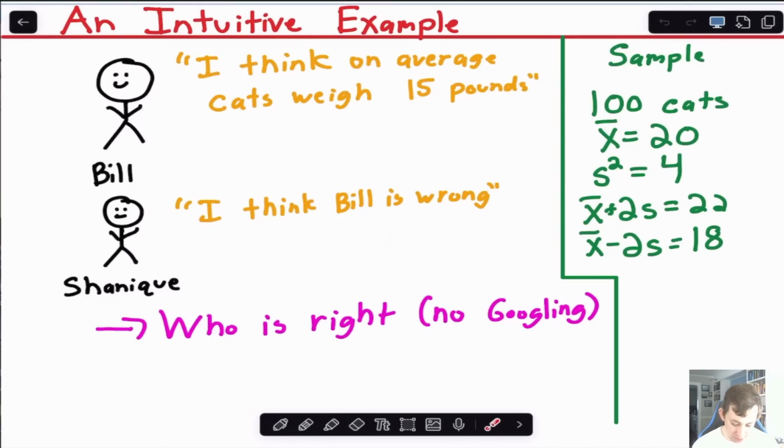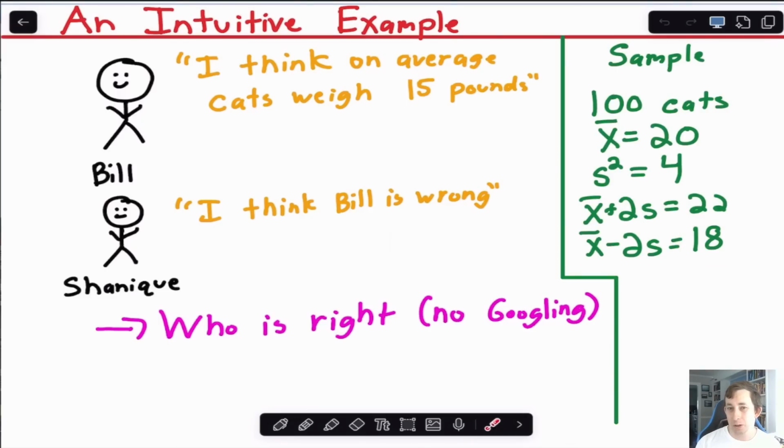And so maybe you have a sample of cats. You've got 100 cats, and you've got their weight. Their average weight is 20 pounds. The variance in those weights is 4 pounds. If I think about the standard deviation, the standard deviation here would be 2, then x bar plus 2 times the standard deviation is 22, and x bar minus 2 times the standard deviation is just going to be 18.